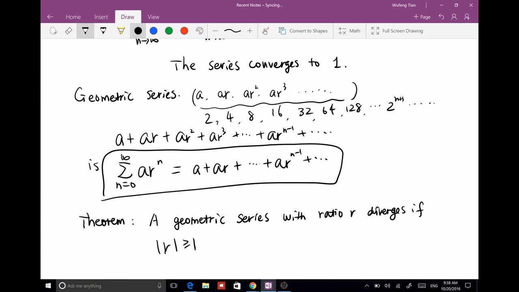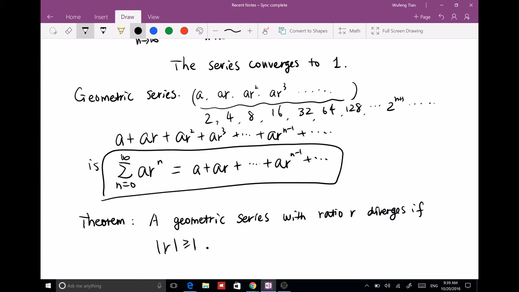For example, if it's 2, it continues increasing. The sequence itself, the last term, goes to infinity, not to mention the series. For the series, you add all of them together. Your ratio is already bigger than 1, or less than negative 1. If you add all of them together, it goes to infinity or negative infinity, because the last term is already a very big number. You add all of them together, for sure it's going to diverge. That's a very obvious thing, right? It diverges if it's bigger than 1.